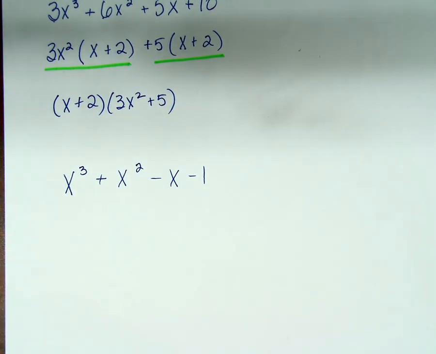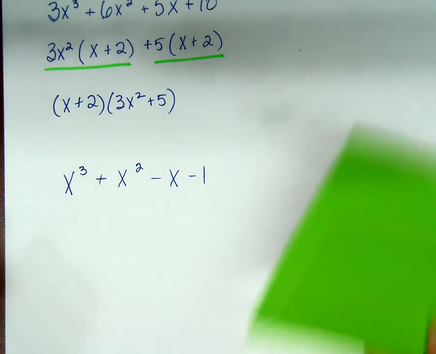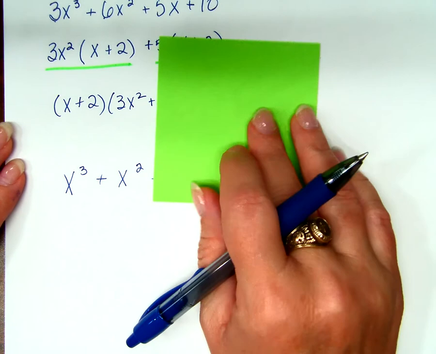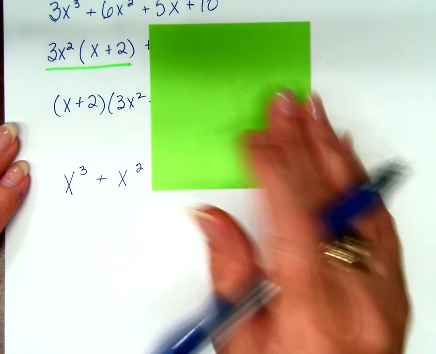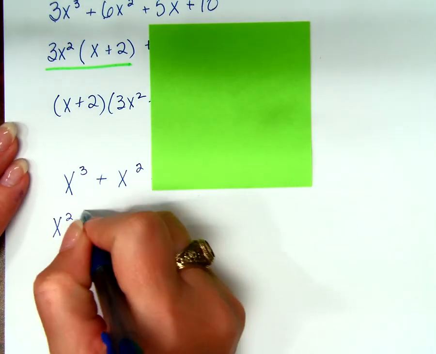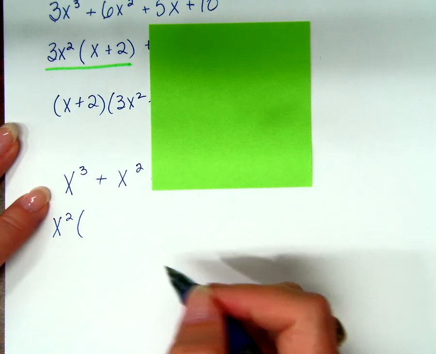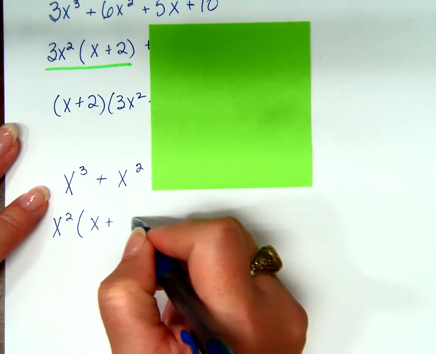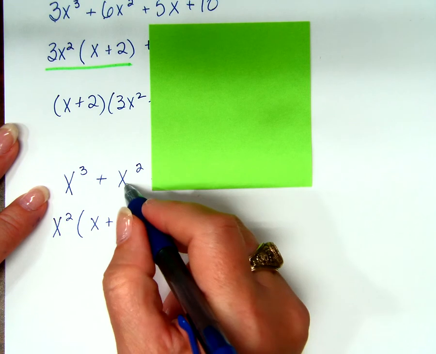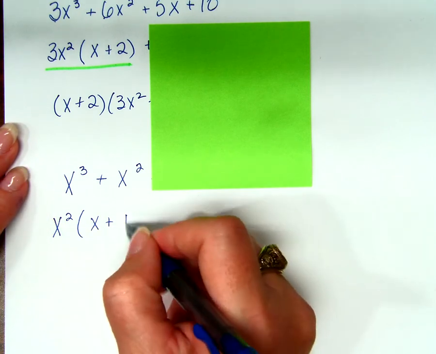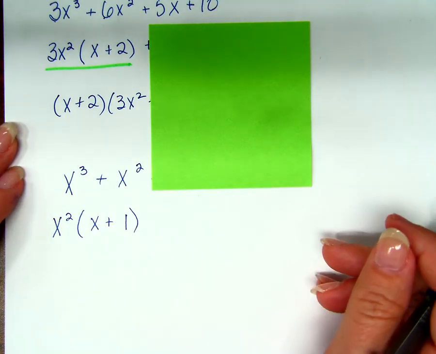x cubed plus x squared minus x minus 1. Okay? You ready? Just look at the first two terms. What's the greatest common factor? x squared. What's left when I divide out the x squared? x and 0. What's something divided by itself? 1. Okay? Now let's ignore that part.